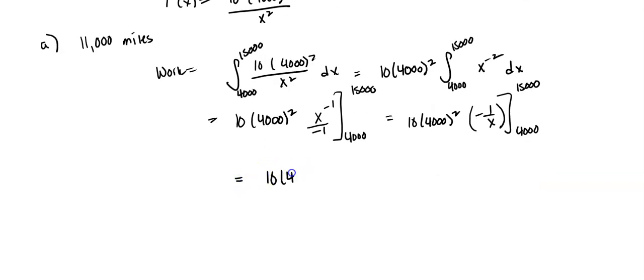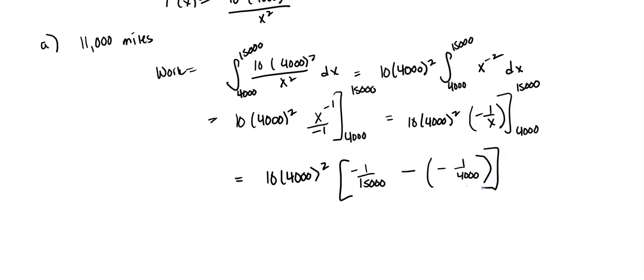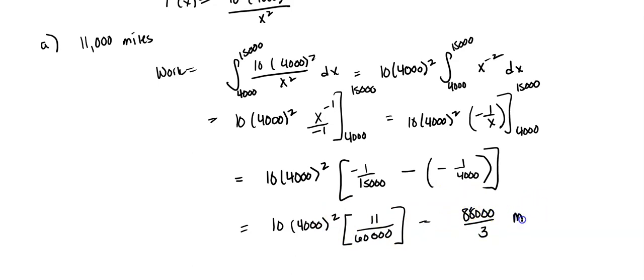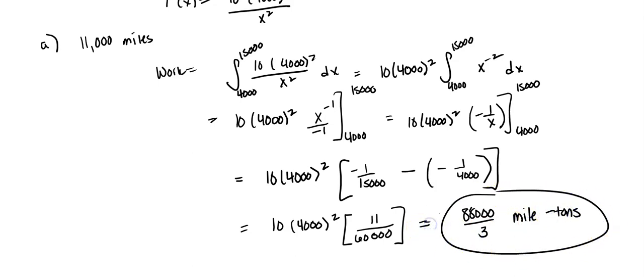And that'll be 10 times 4,000 squared. We will have negative 1 over 15,000 minus a negative 1 over 4,000. And if you find the common denominator and subtract that, you get 10 times 4,000 squared times 11 over 60,000. And then when you do the arithmetic here, you end up with 88,000 divided by 3, and that will be in mile tons. So this is the amount of work that it would take to propel this object 11,000 feet from the center of the Earth.